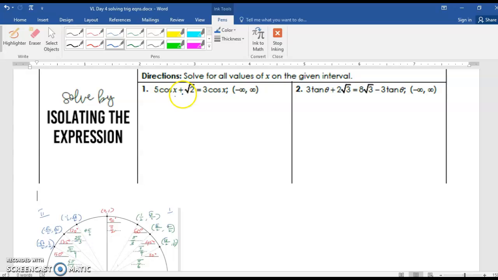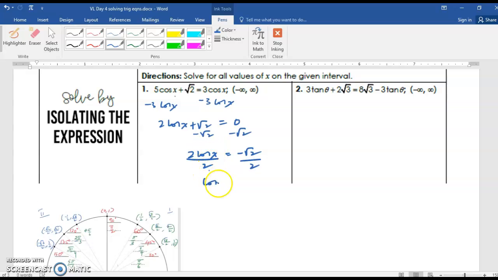So we have here 5 cos x plus root 2 is 3 cos x, right? As soon as you see this, I would want to subtract 3 cos x on both sides. So you will get 2 cos x plus root 2 is 0, and just subtract the root 2. So this will be 2 cos x equals negative root 2. Then you just have to divide by 2. So the idea is to isolate the trig ratio, right? Cos x is negative root 2 over 2.